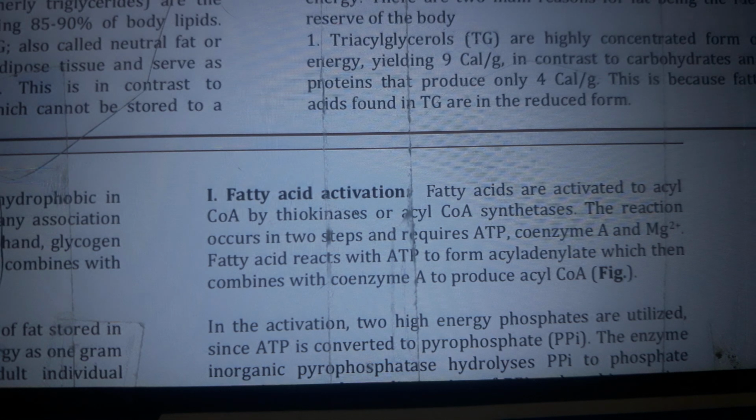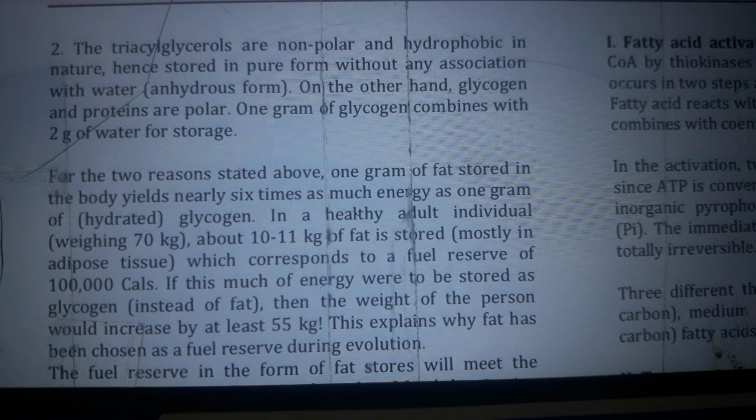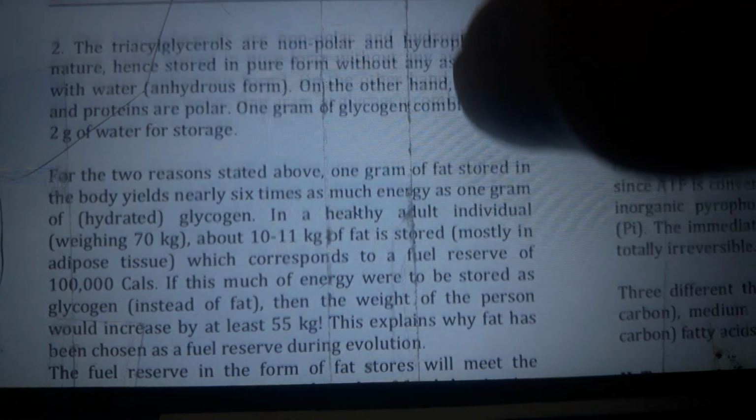1. Triacylglycerols, TG, are a highly concentrated form of energy, yielding 9 calories per gram, in contrast to carbohydrates and proteins, which produce only 4 calories per gram. This is because fatty acids found in TG are in the reduced form. 2. The triacylglycerols are nonpolar and hydrophobic in nature, hence stored in pure form without any association with water, in inert form. On the other hand, glycogen and proteins are polar. 1 gram of glycogen combines with 2 grams of water for storage.